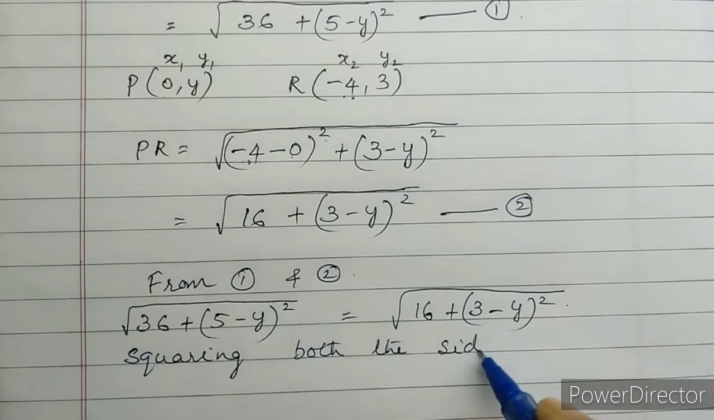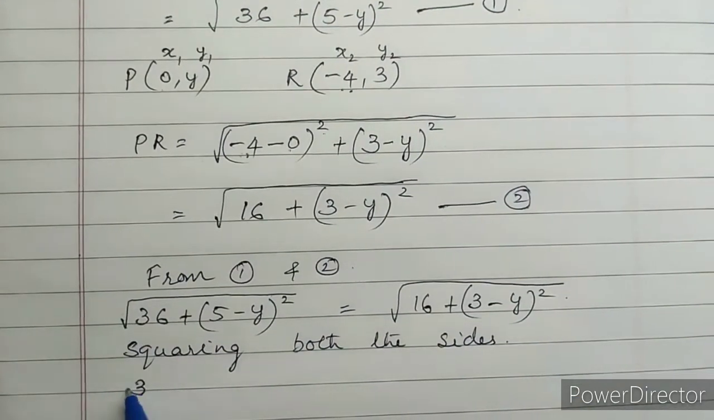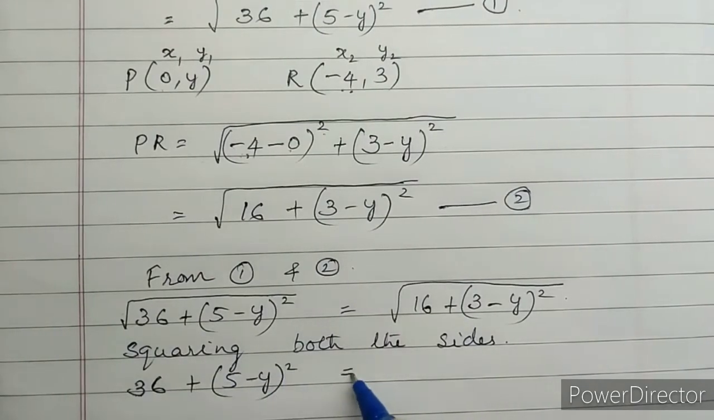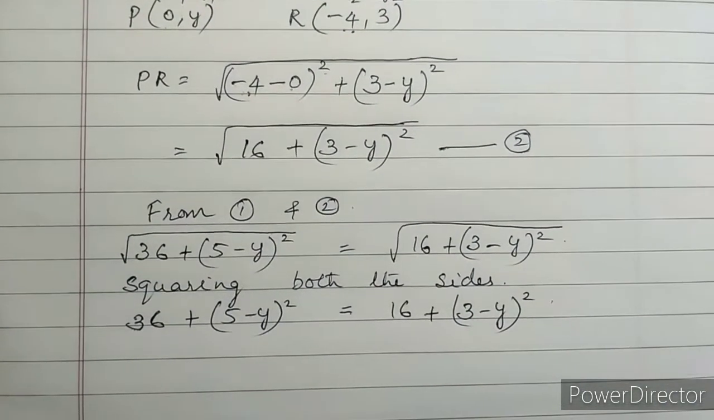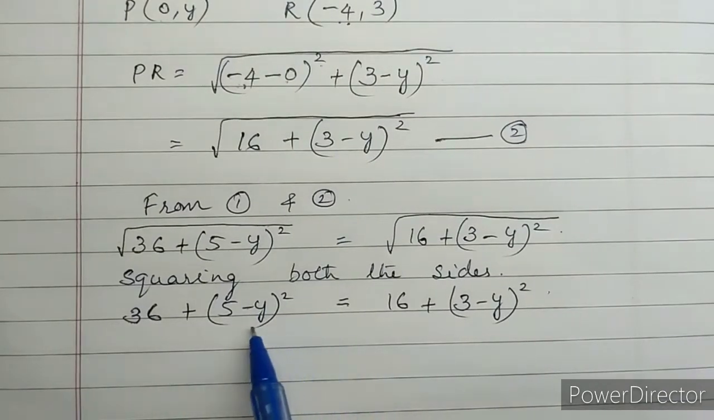So that square root symbol will get eliminated. So remaining what is there? 36 plus (5 minus y) the whole square equals 16 plus (3 minus y) the whole square. Now you have to open it. (5 minus y) the whole square also you have to open it.